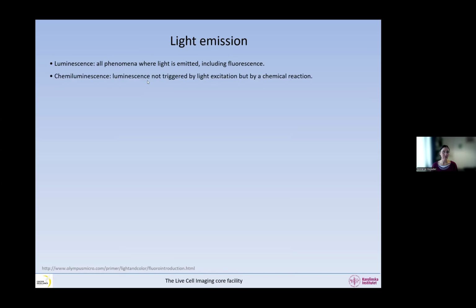Chemiluminescence is the same thing, so light is emitted, but the trigger is not light excitation. The trigger of light being emitted is a chemical reaction. And bioluminescence is all types of luminescence that are found in nature. So for example, fireflies and corals.